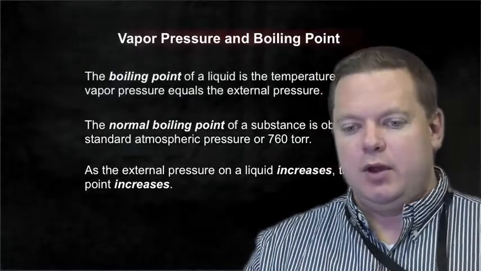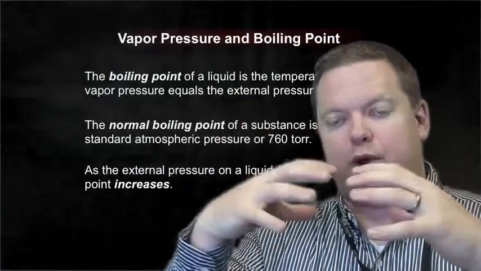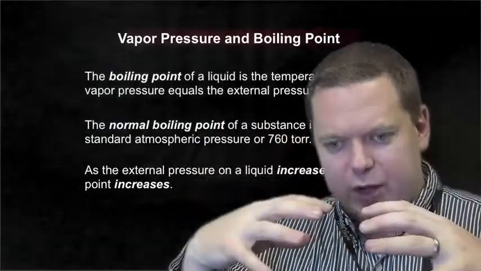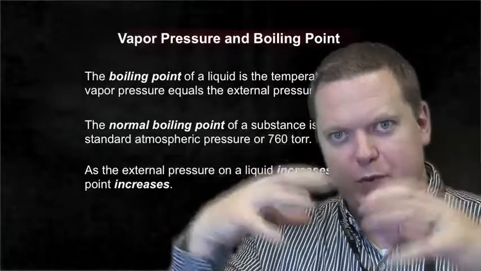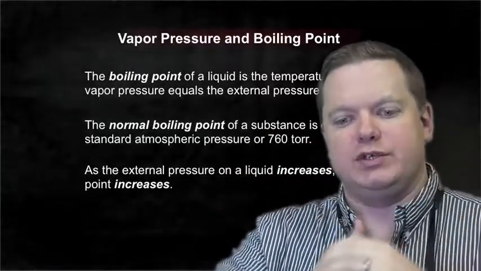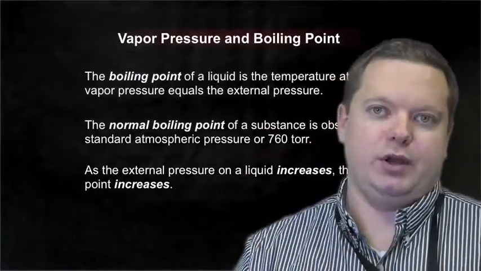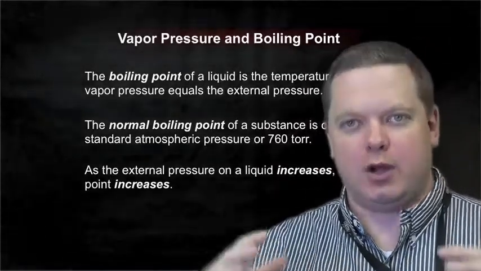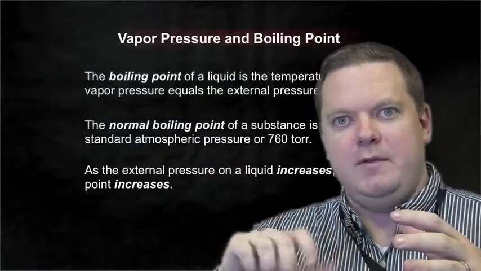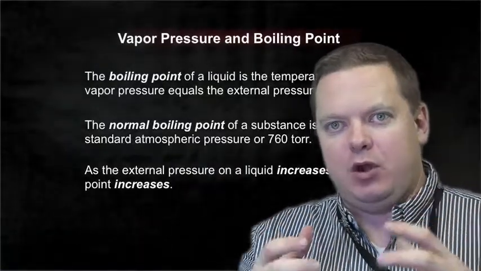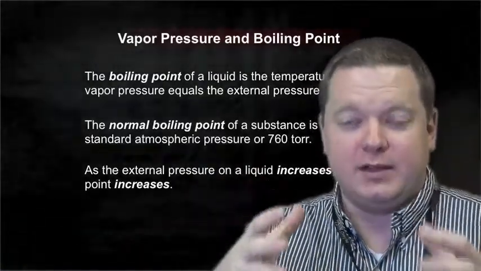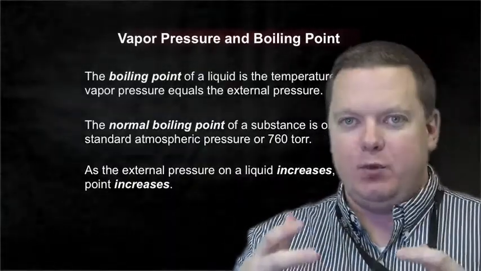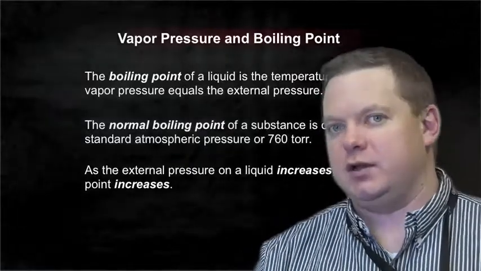The normal boiling point is the temperature at which this occurs at 1 atmosphere, or 760 torr. But if we increase the external pressure, the pressure on that liquid increases. The more we push down, the harder it is for those molecules to escape, so the boiling point is going to increase. This is the theory behind the pressure cooker. If you've used a pressure cooker, you seal it in and turn up the heat. You're allowed to get the contents to a higher temperature than the normal boiling point, which allows you to cook food faster, if you're into that sort of thing.